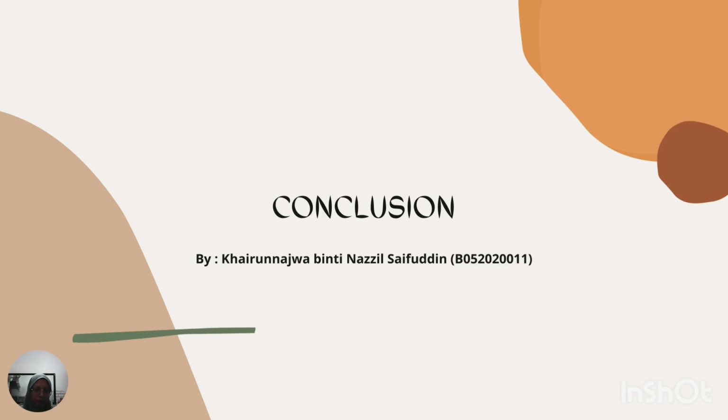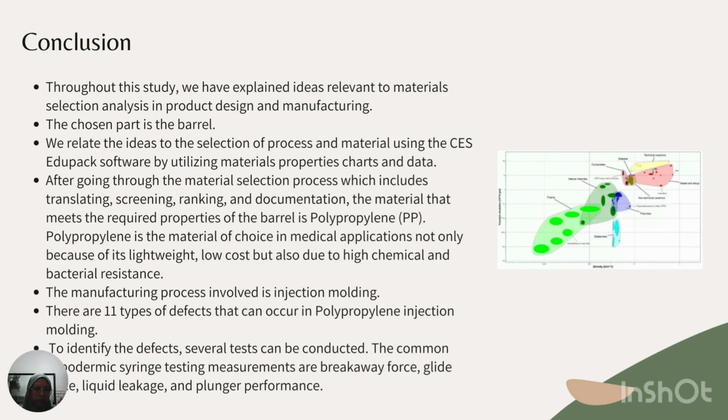Finally, we move to the conclusion. Throughout this study, we have explained ideas relevant to material selection analysis in product design and manufacturing. The chosen part in our study is the barrel. We relate the ideas to the selection of process and material using the CES EduPack software by utilizing materials, properties, charts, and data. After going through the material selection process, which includes translating, screening, ranking, and documentation, the material that meets the required properties of the barrel is polypropylene, PP.